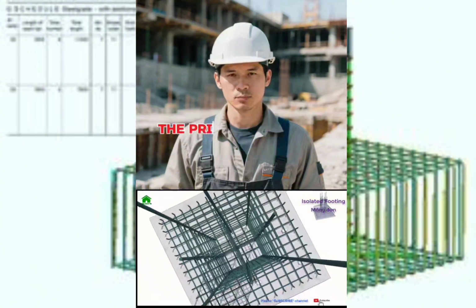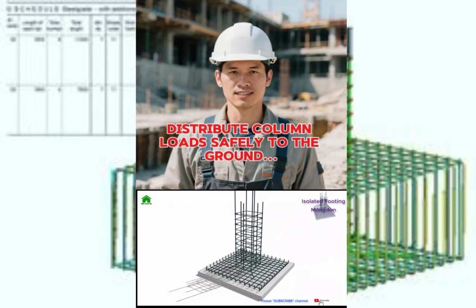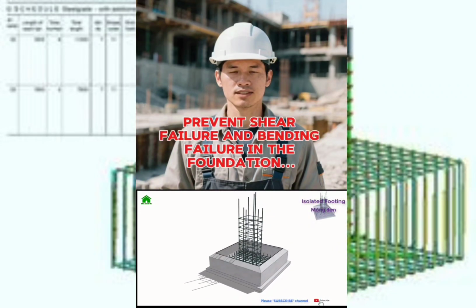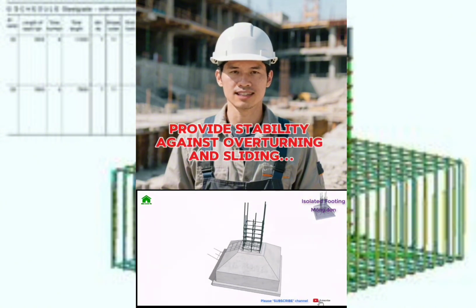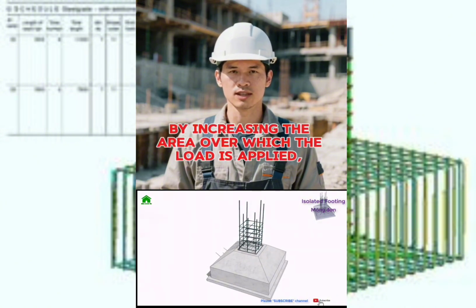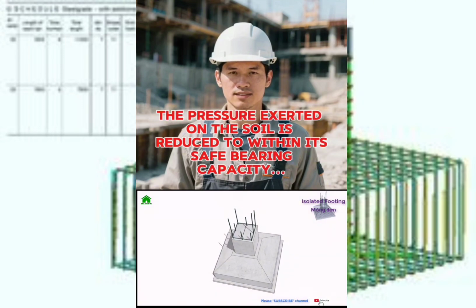Purpose and function. The primary purpose of a pad footing is to distribute column loads safely to the ground, prevent shear failure and bending failure in the foundation, minimize settlement, and provide stability against overturning and sliding. By increasing the area over which the load is applied, the pressure exerted on the soil is reduced to within its safe bearing capacity. Design considerations.